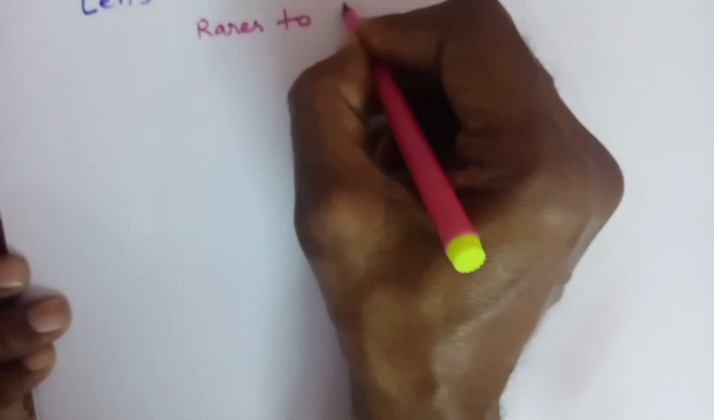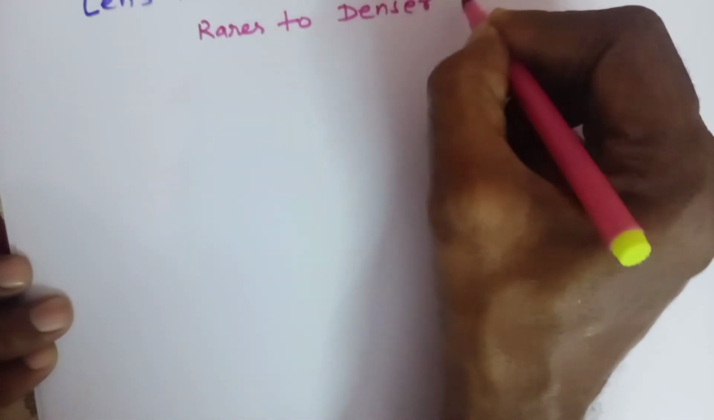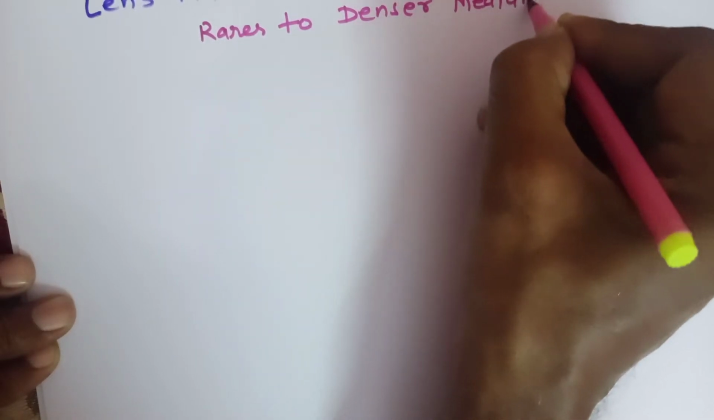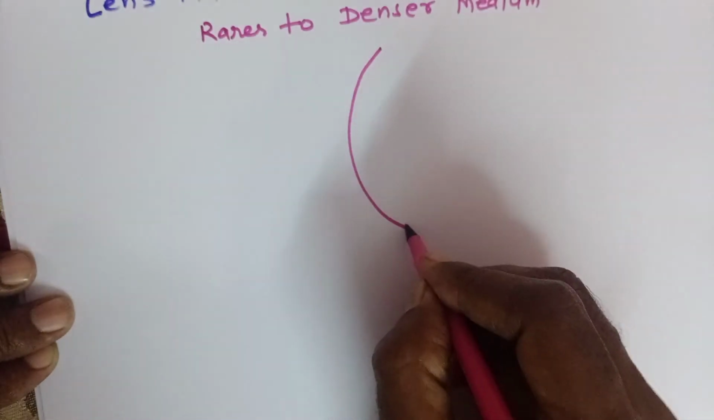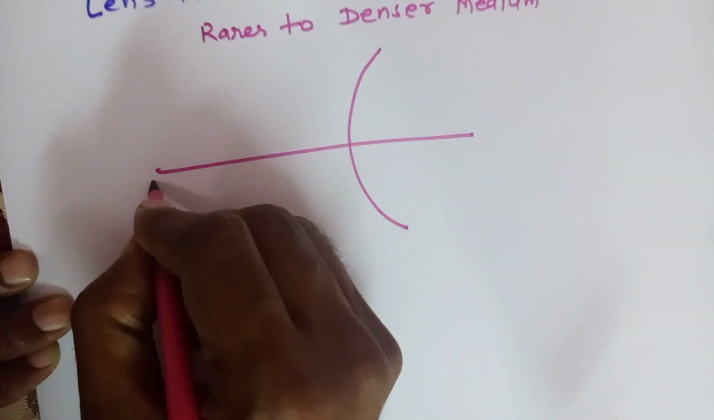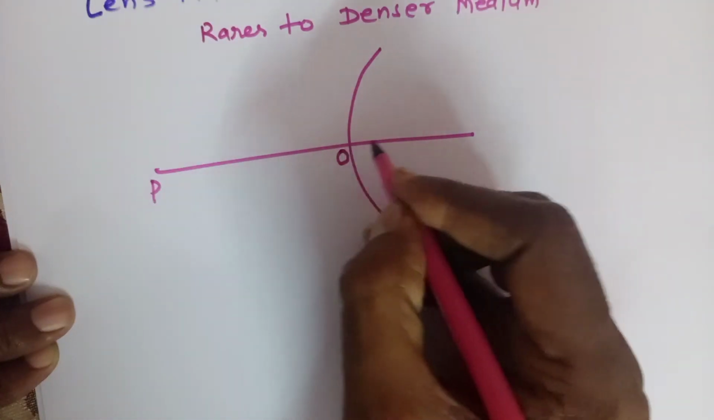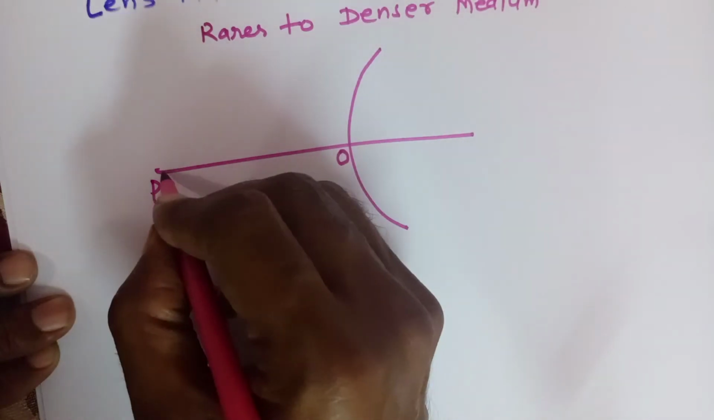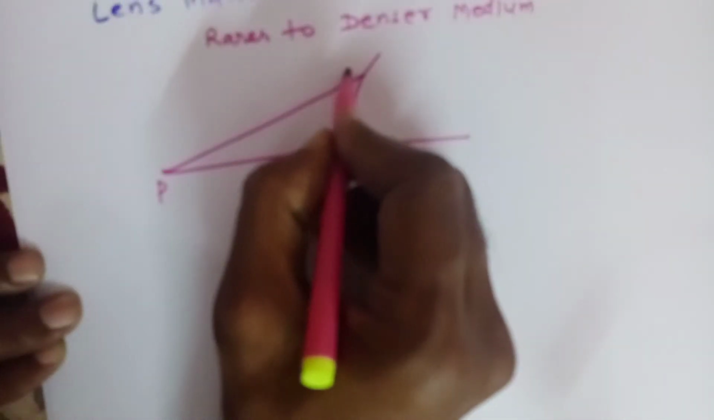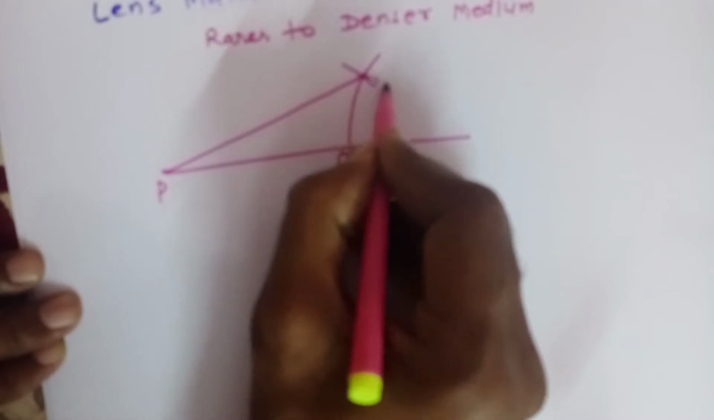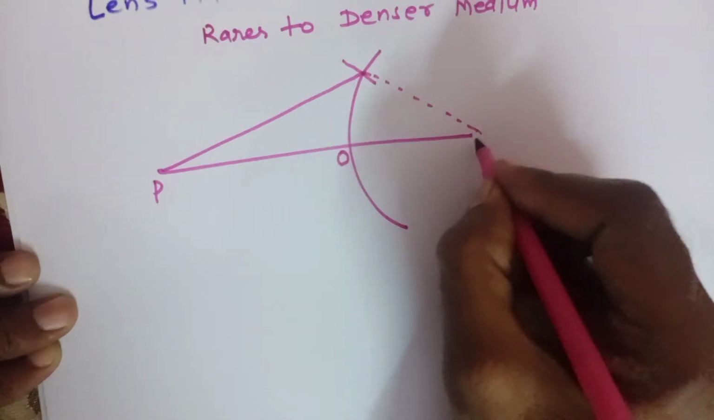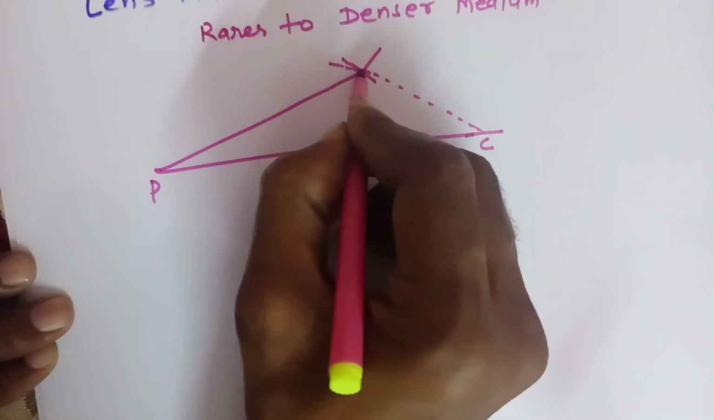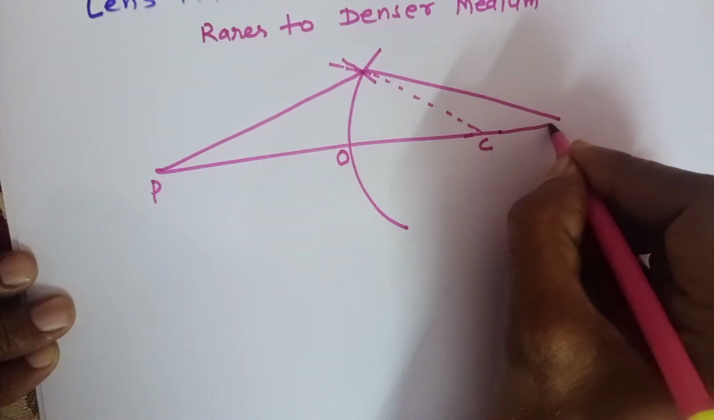Yesterday we discussed the refraction from a curved surface, from a rarer to a denser medium, and the surface was like this, with points P and O, and the ray like this. This is the normal, the line which passes from the center C, and the final image is formed here.